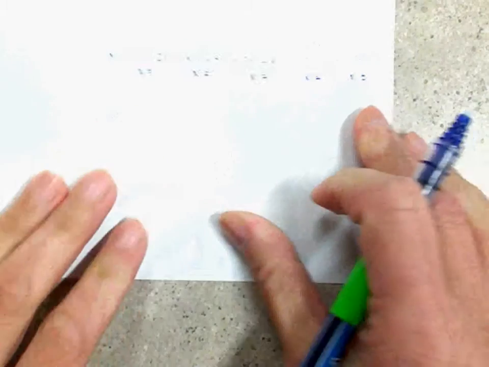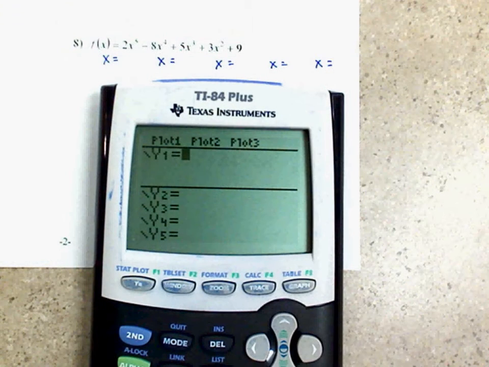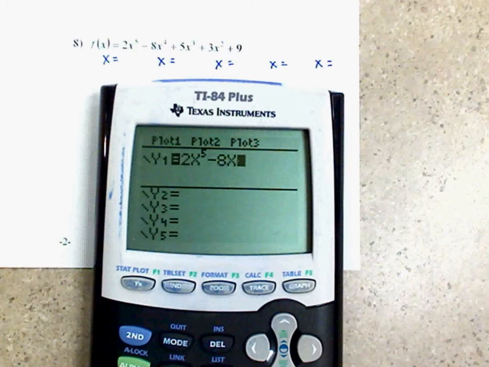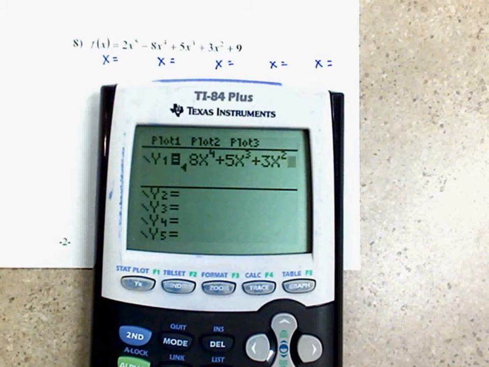So let's go to our calculator and see if we can find any to help us. 2x raised to the 5th minus x raised to the 4th plus 5x raised to the 3rd plus 3x squared plus 9. Okay? Go to your table. See what zeros you can find.